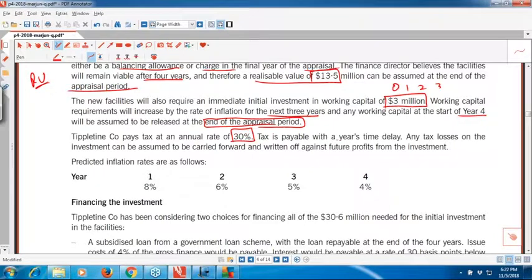And tax is payable with a 1 year's time delay. That means year one's tax is payable in two, two's tax is payable in three, three in four, four in five. Any tax losses on the investment can be assumed to be carried forward. And what we can do with these tax losses is that you can actually carry them forward.